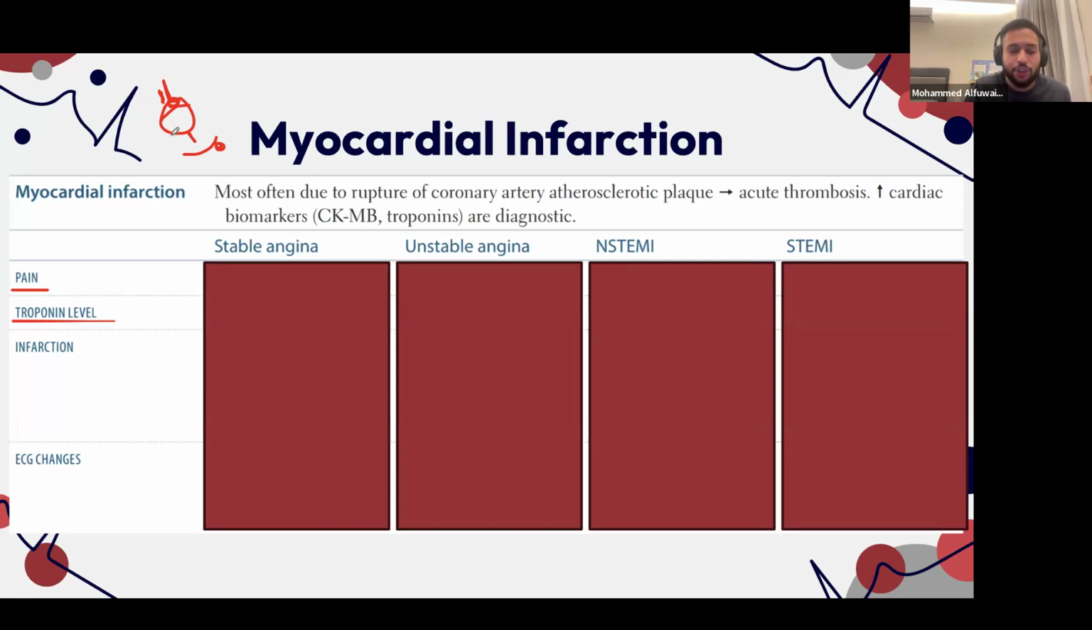Transmural, full thickness. Good. Now, ECG changes. Will you see ECG changes in stable angina? Typically, usually. No. Unstable, maybe. You might see.